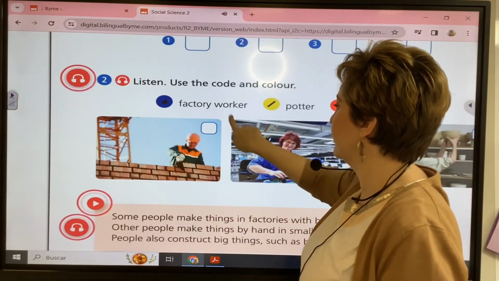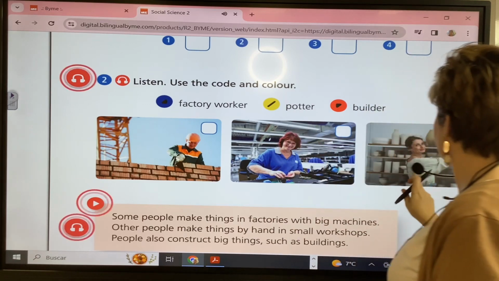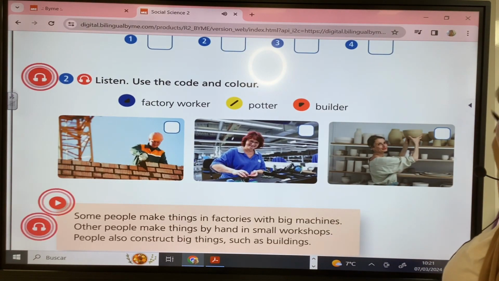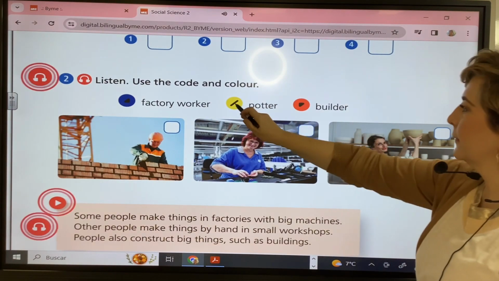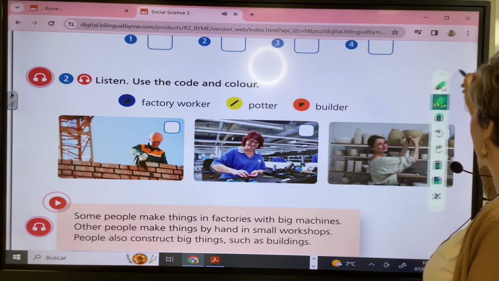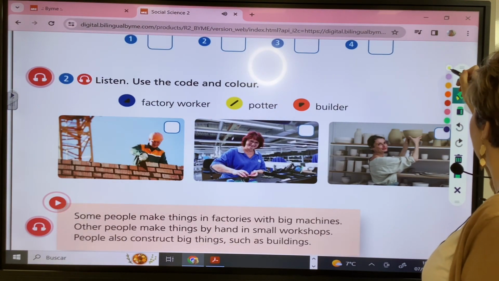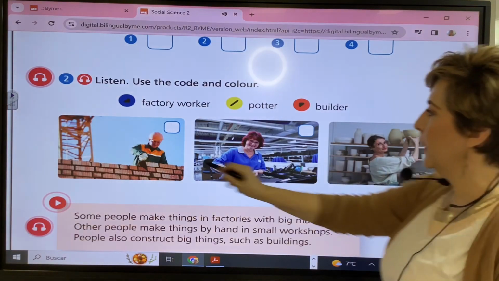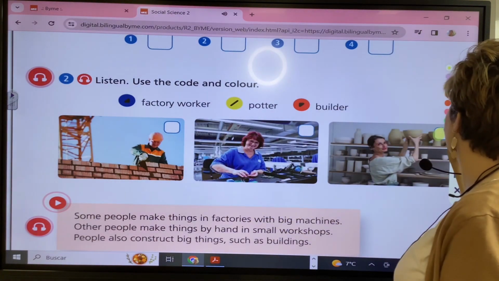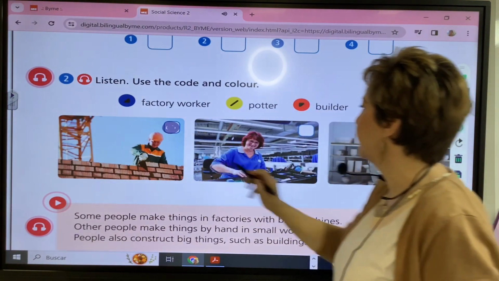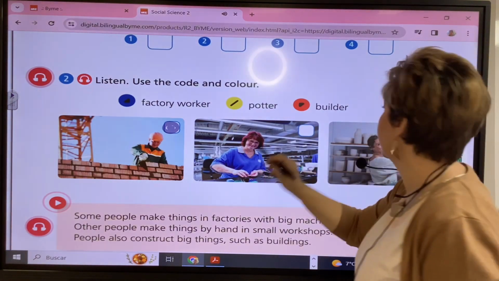I am a potter. I make clay pots by hand. I am a builder. I use my hands to make buildings with bricks. I am a factory worker. I make computers in a factory.